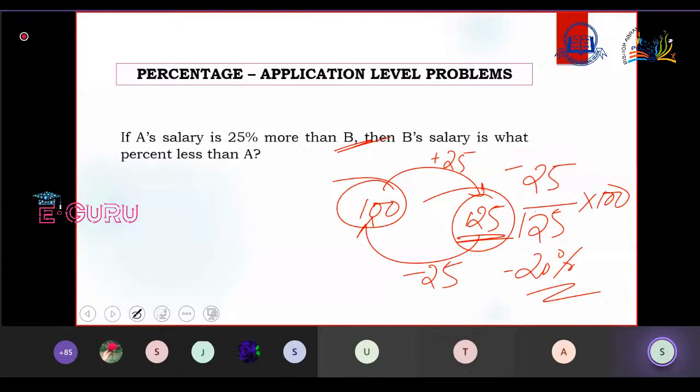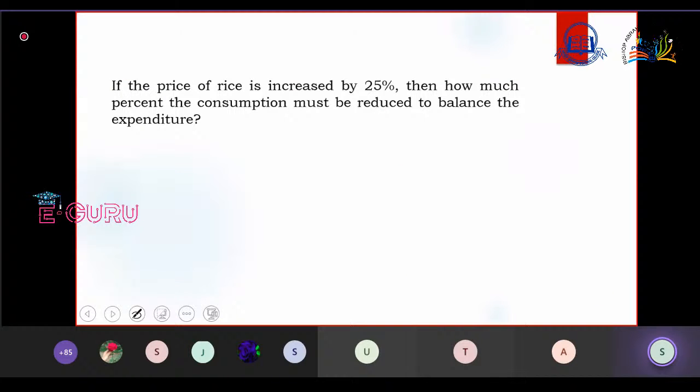So we will apply this technique in many other types also. So we can see one by one. Here the question is something like, if the price of rice is increased by 25%, then by how much percent must the consumption be reduced to balance the expenditure? So first I will explain the detailed method, and then we will come back to the shortcut which we just learned.